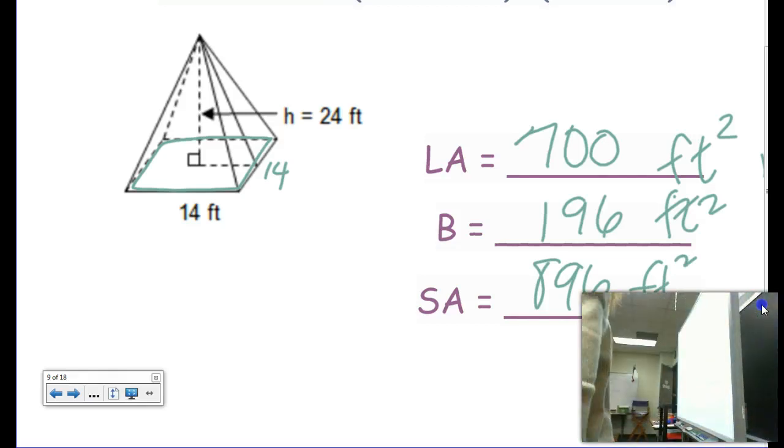All right, here's the fun part. You ready? Volume. So, do not look at your formula chart yet.